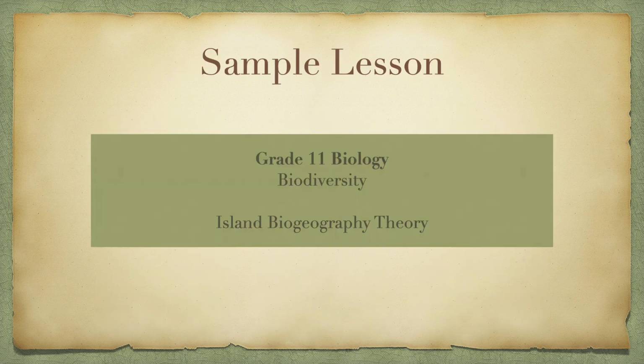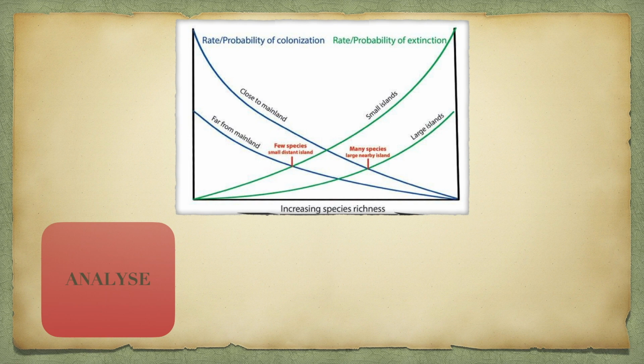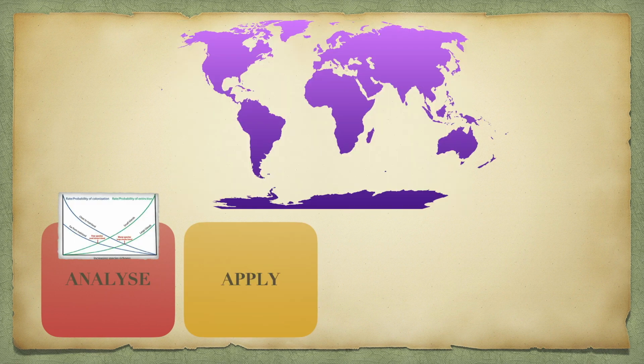To illustrate how one can use culturally responsive pedagogy, we will look at a sample lesson from a grade 11 biology class that focused on island biogeography theory. In this lesson, students worked in groups to analyze graphical data on the impact of various factors on island biodiversity. Then they applied their understanding by brainstorming ideas for choosing an uninhabited island for creating a nature reserve. After discussing this question, they were asked to reflect on the advantages of using an uninhabited island for this objective.